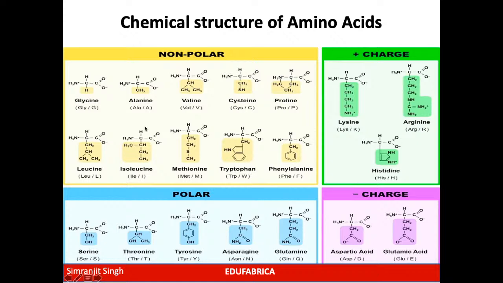And these are the short symbols, like the three-letter amino acid symbol, and also the one-letter symbol: G, A, V, C, P. Phenylalanine is F, tryptophan is W, methionine is M, isoleucine is I, leucine is L, serine is S, threonine is T, tyrosine is Y, asparagine is N, glutamine is Q, aspartic acid is D, glutamic acid is E, arginine is R, lysine is K. That's how they have been given their names.